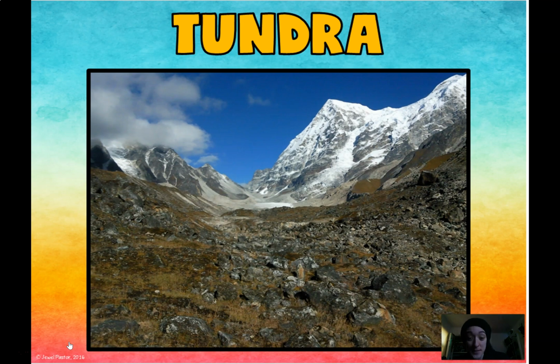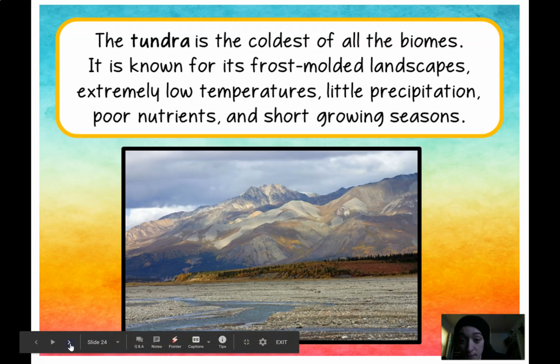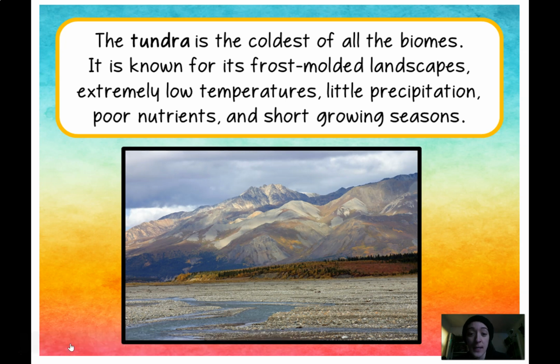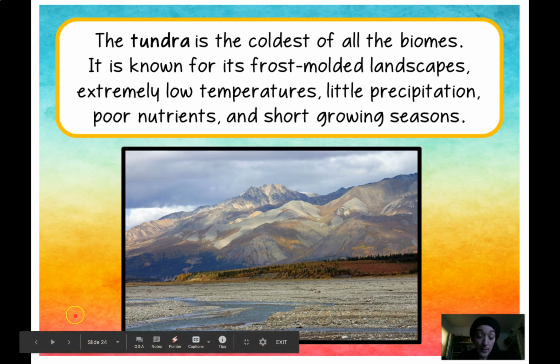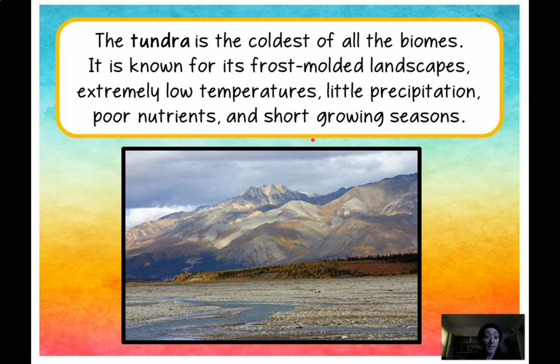One of my favorites, the alpine tundra. The tundra is the coldest of all the biomes. It is known for its frost-molded landscapes, extremely low temperatures, very little precipitation, poor nutrients, and short growing seasons. So that's a lot of information, but what all of these details should tell you is that it's difficult for living things to survive in this place, unless you're well adapted.